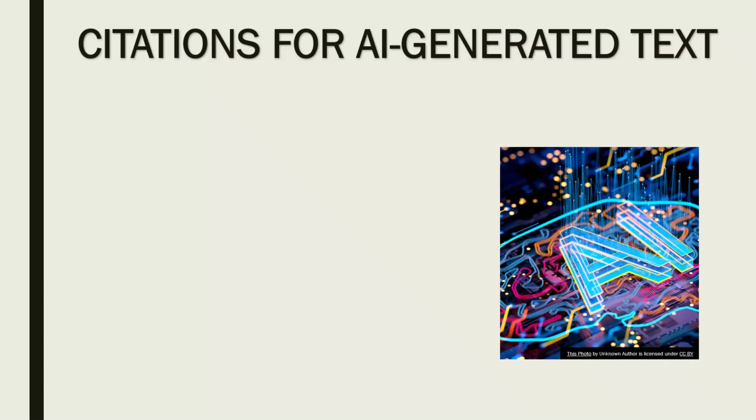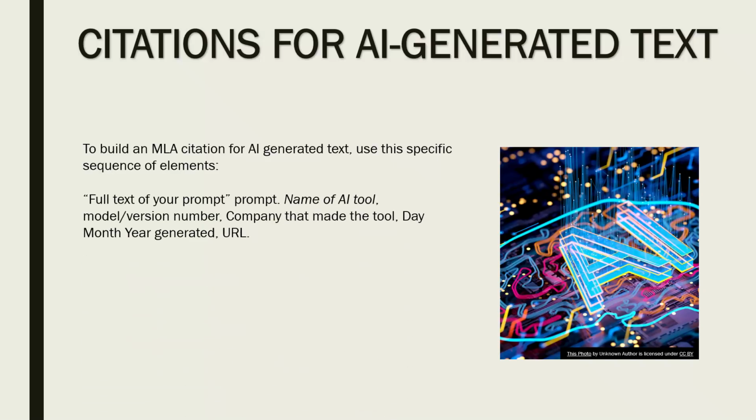Let's look at the general format for AI-generated text. The elements you will need are the full text of your prompt, the name of the AI tool you used, the model and version of the AI tool, the company that made the tool, and the month, day, and year the prompt was generated, and the shareable URL to the specific chat conversation if available.